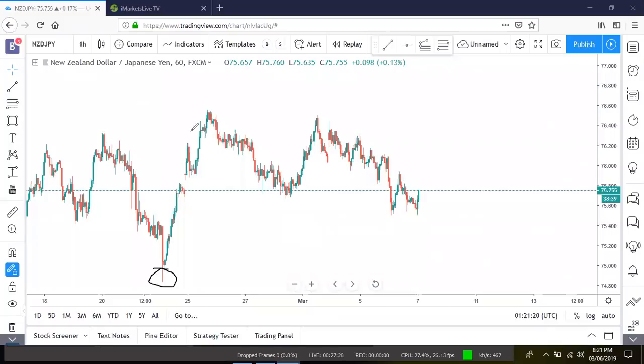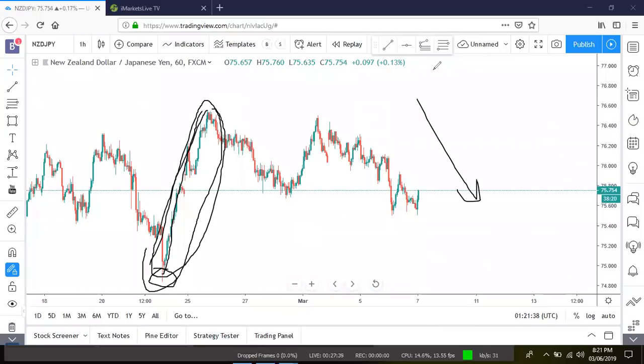All right, cool. This right here would be considered an impulse leg. This big push to the upside is an impulse leg. Okay. This is what we call an impulse leg, when you just see the market just boom, rally to the upside or go down to the downside.